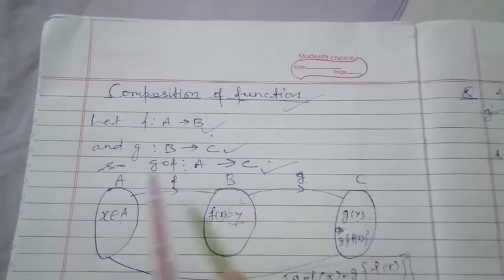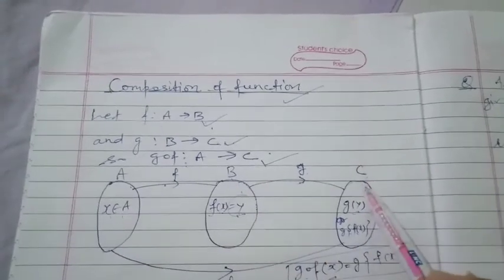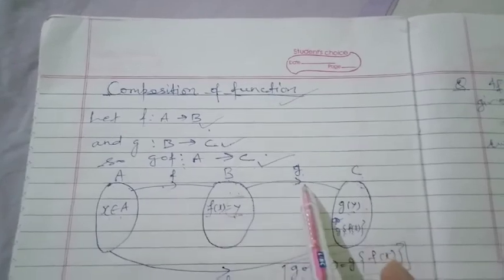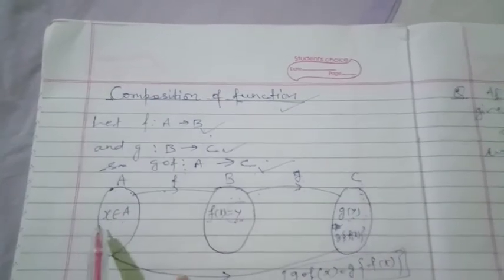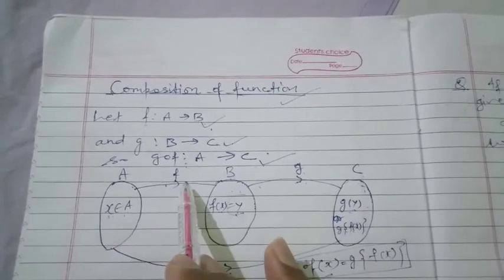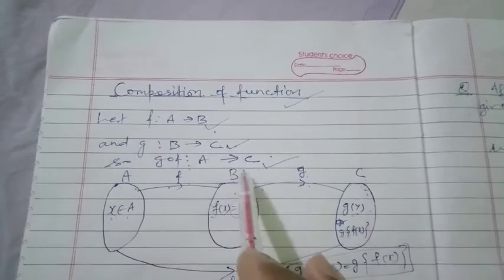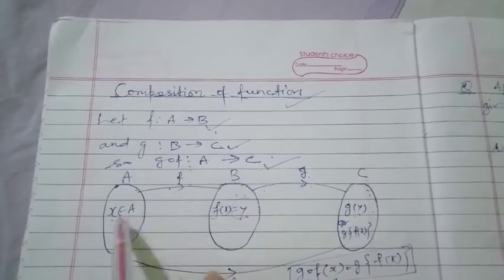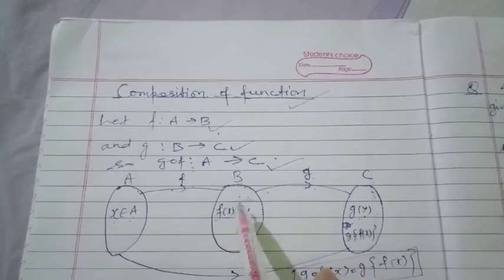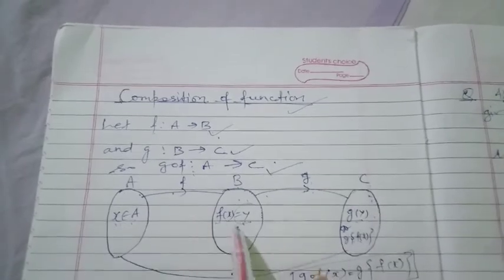Okay, so here I have taken three sets: set A, set B, set C. By f rule, A is linked with B, and by g rule, B is linked with C. So I have taken one element x belonging to set A. When we apply f rule on the element of set A, we get the range of f, like f of x is equal to y. So f of x is the range of f and the domain of g.